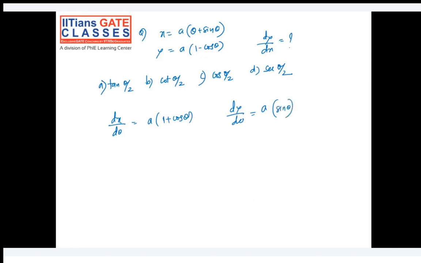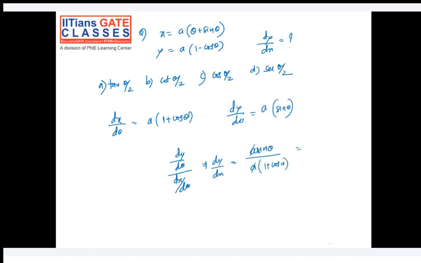dy by dθ divided by dx by dθ. dθ will get cancelled. It's like dy by dx, and it is a sin θ divided by a into 1 plus cos θ. a will get cancelled. What is sin θ?